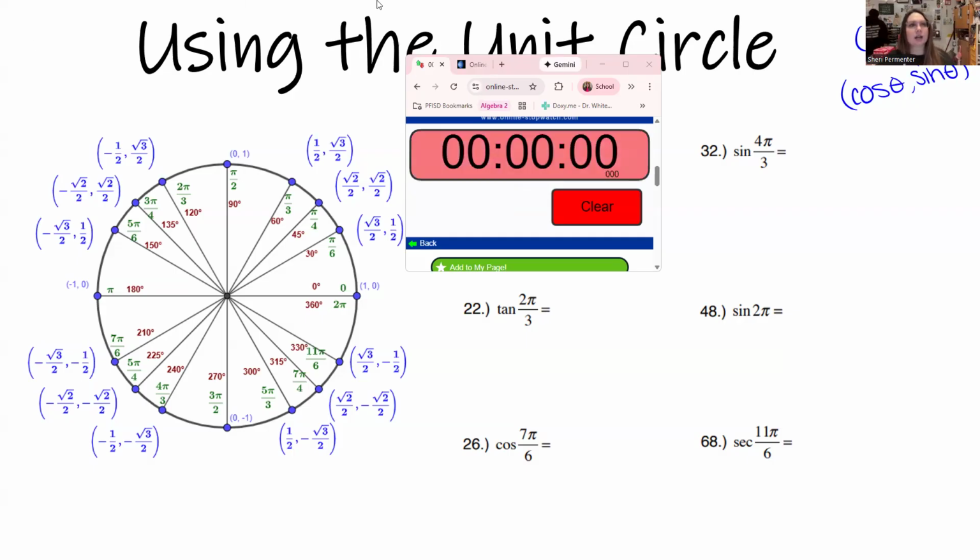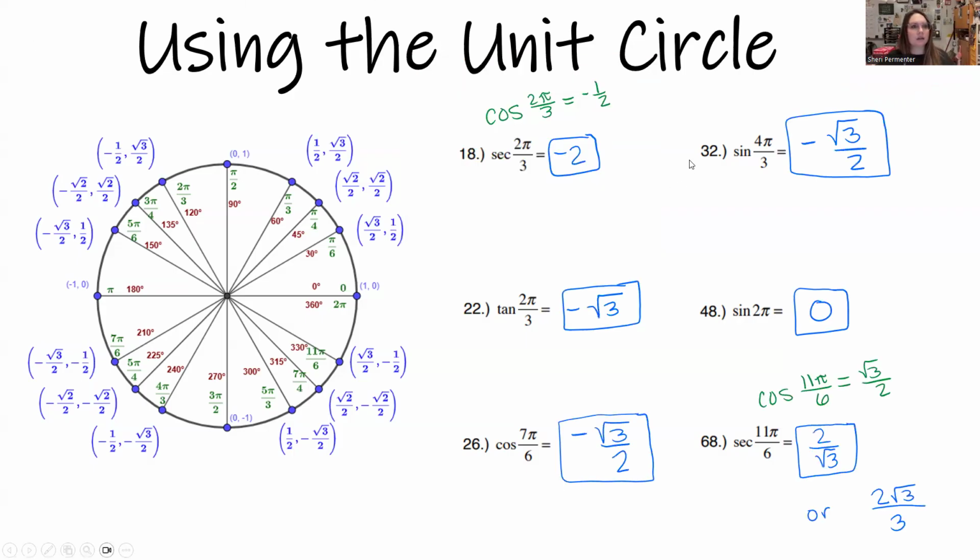All right, let's check our work. How did you do? Does anybody have any questions? Which one? Okay, number 18, we've got secant. So I'm going to look for cosine of 2 pi over 3. I'm going to travel around my unit circle until I land at 2 pi over 3. It's the same as 120 degrees.